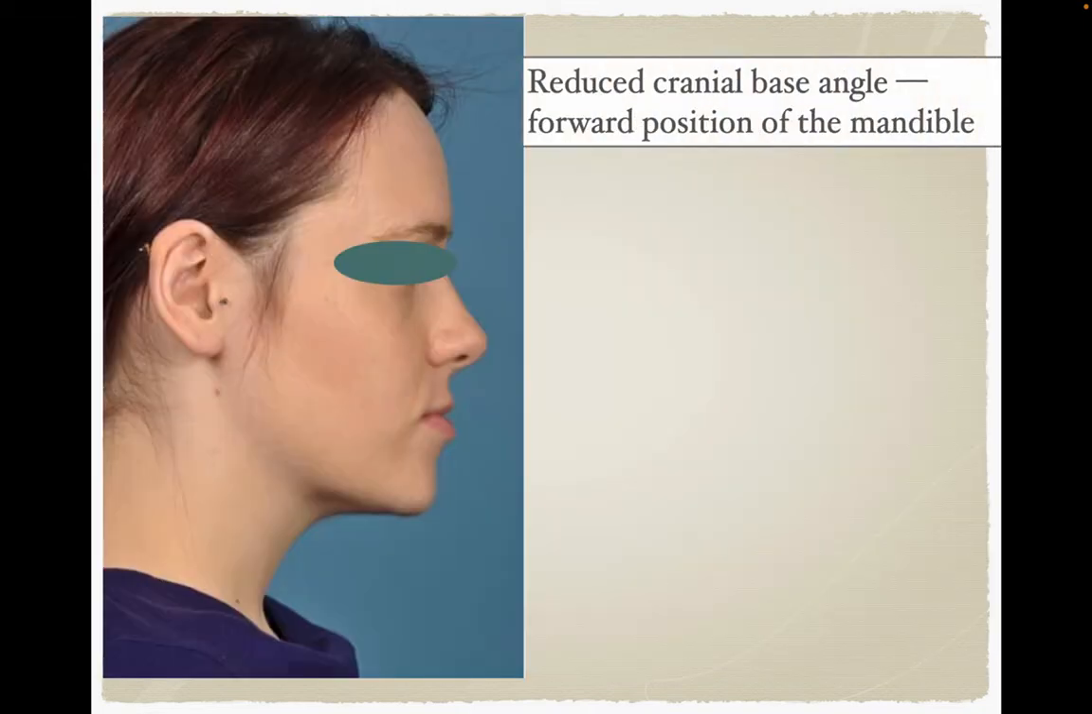So what are the skeletal features of a class 3 patient? By the way, they are kind of the opposite of the class 2 skeletal. First, they have a reduced cranial base angle. As we said last time when we discussed class 2, we have the anterior cranial base and the posterior cranial base. So when the cranial base angle is reduced, it means that the posterior cranial base carrying the mandible with it will move forward. So that will result in a more forward position of the mandible.